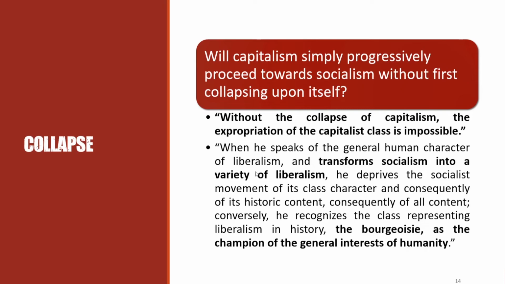All right. Anyway, I'll keep going. This is all about collapse. Will capitalism simply progressively proceed towards socialism without first collapsing upon itself? And she basically answers immediately, no. Without the collapse of capitalism, the expropriation of the capitalist class is impossible.